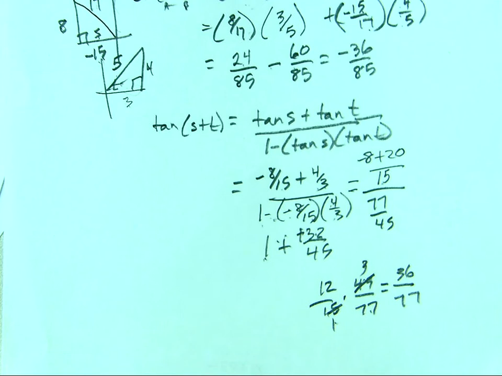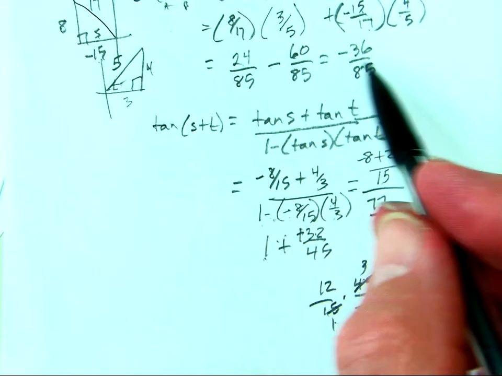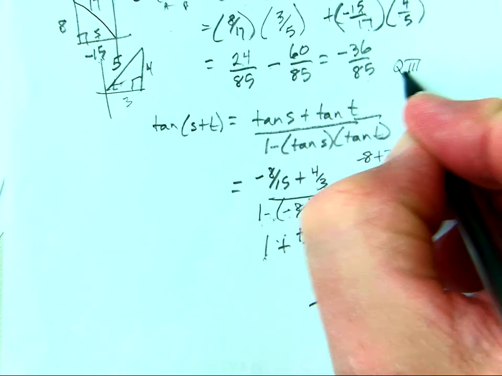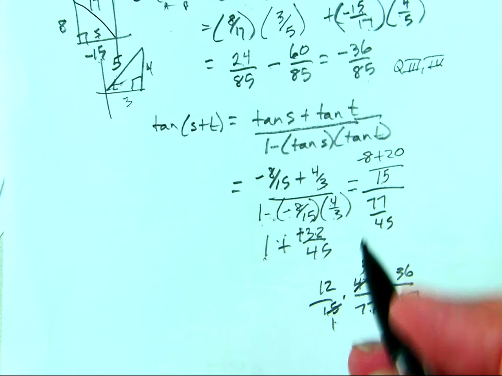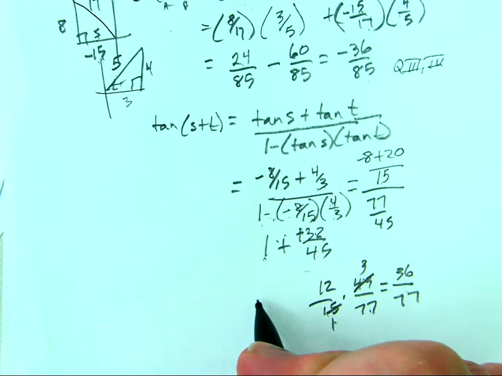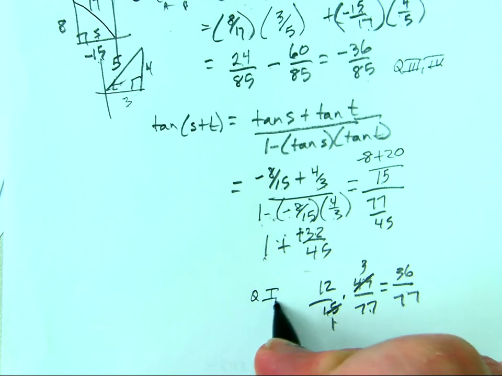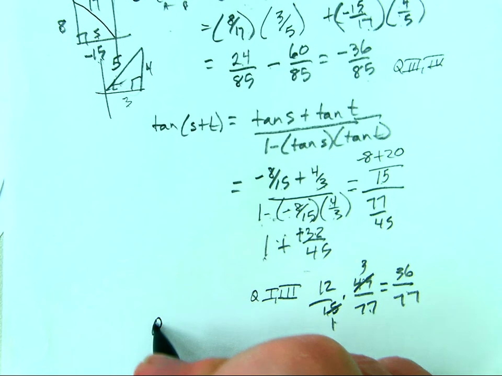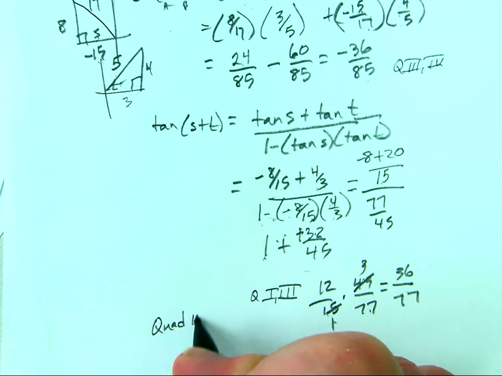Then they also ask you this one, which quadrant s plus t is in. Well, if you look, our sine was negative. Sine is negative in the bottom, so that's quadrants 3 and 4. Here our tangent was positive. Tangent's positive in the diagonal ones, that's quadrant 1 and 3. So what do they have in common? Looks like quadrant 3. So s plus t is in quadrant 3.